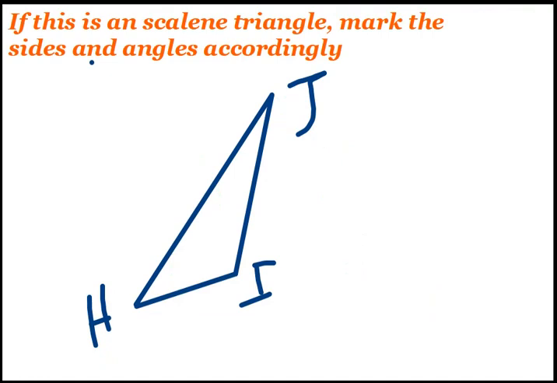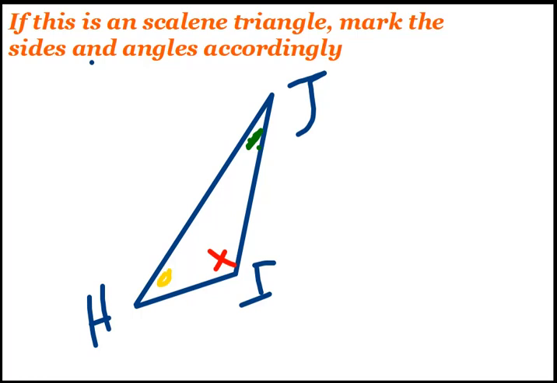If this is a scalene triangle, mark the sides and angles accordingly. And if you recall again, in a scalene triangle, all angles and all sides are different from each other. So let's mark that accordingly. So if H has a yellow dot, then J will have a green dot, meaning they're different from each other. And angle I will have a red cross. And as you can see, they are all different from each other because they have different colors and different symbols.